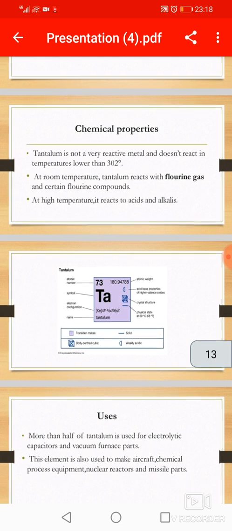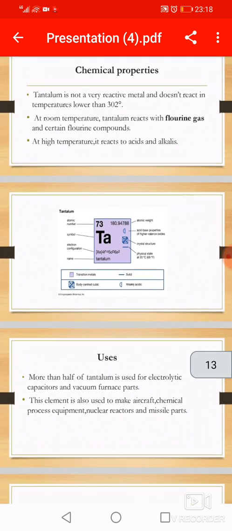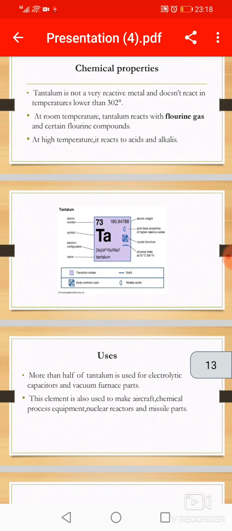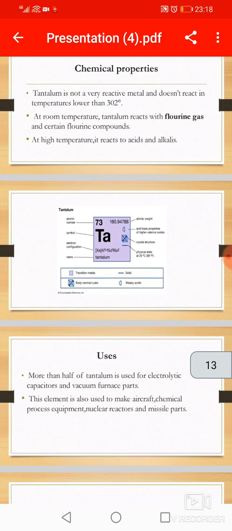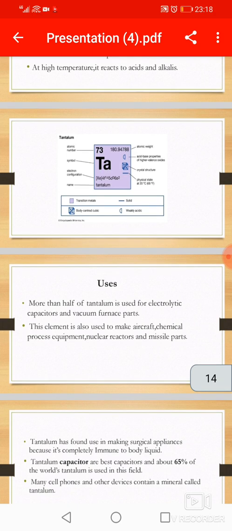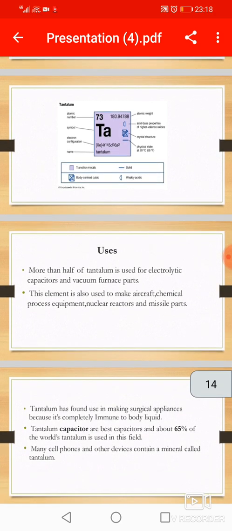Now, let's move on to the next part, that is uses. More than half of the tantalum is used for electronic capacitors and vacuum furnace parts. This element is used to make aircraft, chemical process equipment, nuclear reactor and missile parts. Tantalum has found use in making surgical appliances because it's completely immune to body liquids.